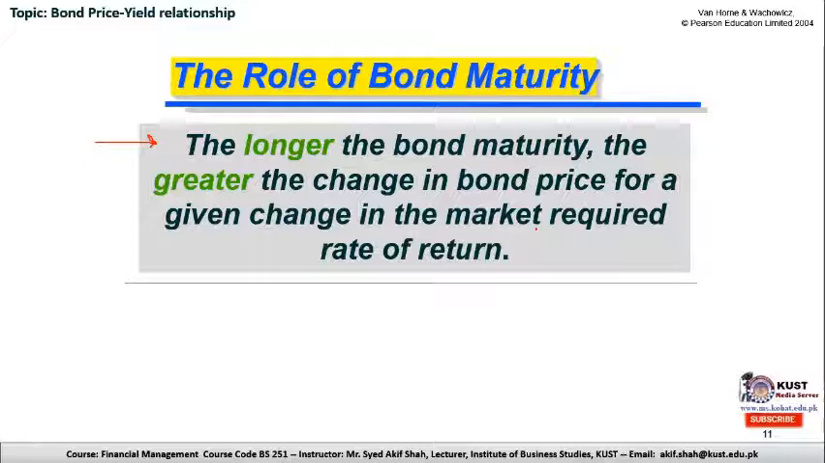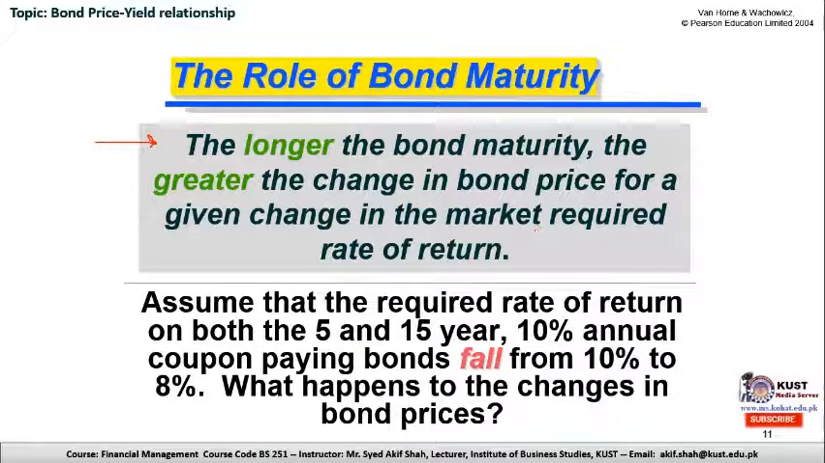It means that when we have a longer maturity bond and we change the market required rate of return from a certain percentage to another one, then the bond which has a longer maturity time period will have its price highly influenced in comparison to a bond with a short-term maturity or short time period. Let us take an example to discuss this condition.